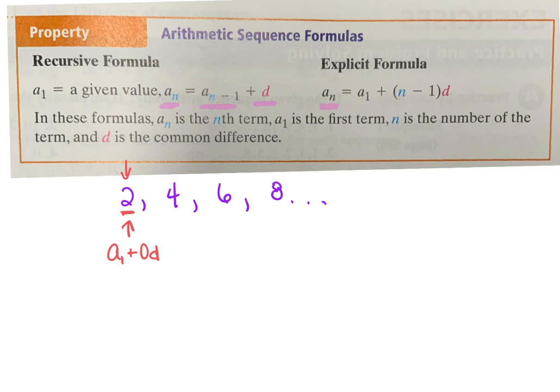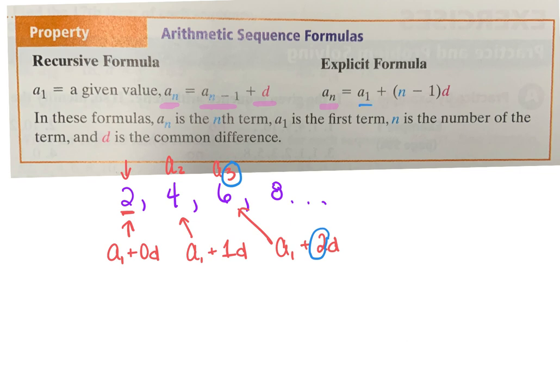All right, my second term. So this is my second term. How many times have I added my common difference to my first term here? Once. So I've added my common difference one time. For my third term, how many times have I added my common difference? Twice. You should see a pattern between the term that you're on and how many times you've added your common difference. What is it? It's one less, right?